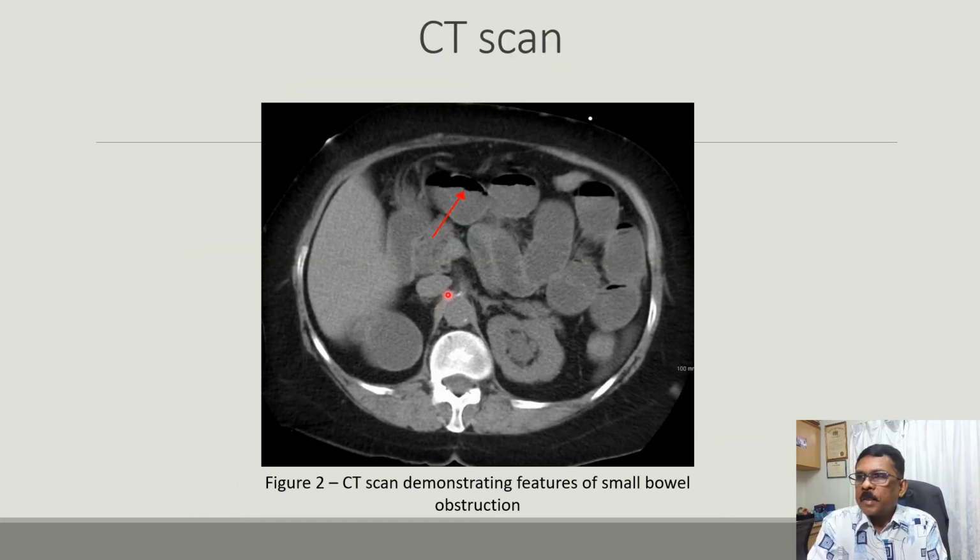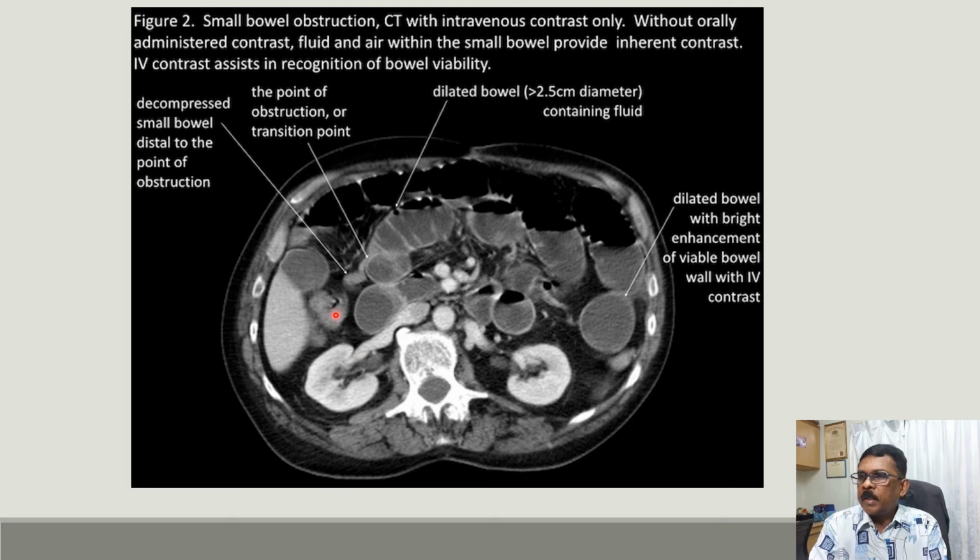Okay, this is a picture of a CT scan. You see these are all loops of small intestine. These are the loops of small intestine, the proximal segment. Here you see air fluid level. There's distended bowel with fluid and air. So this is a clear cut case of small bowel obstruction. Here again, small bowel obstruction. This is the distal segment which is collapsed. The proximal segment is distended.